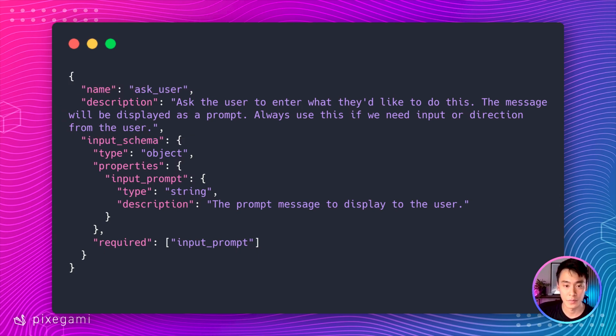Now, to actually come up with this schema, you can either just write this in JSON yourself manually in your editor, but that is a little bit time consuming. But what I actually did here was I just prompted an AI chat, so Claude or ChatGPT, to create one for me. And I did that by giving it the function implementation and an example schema.